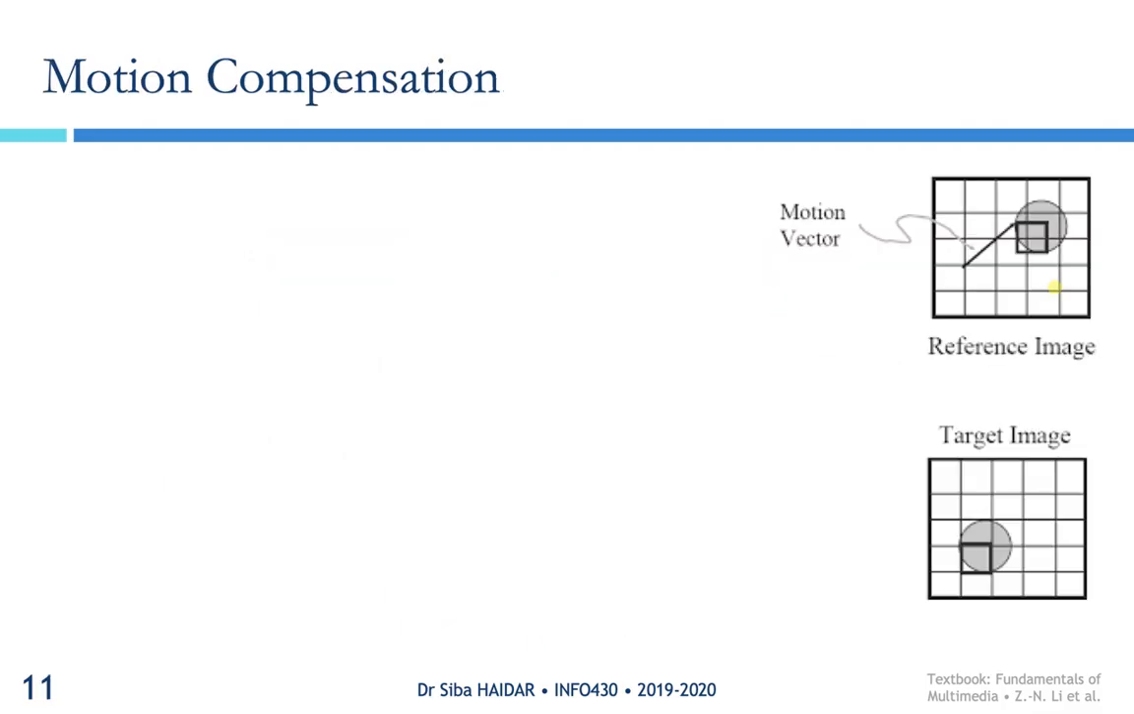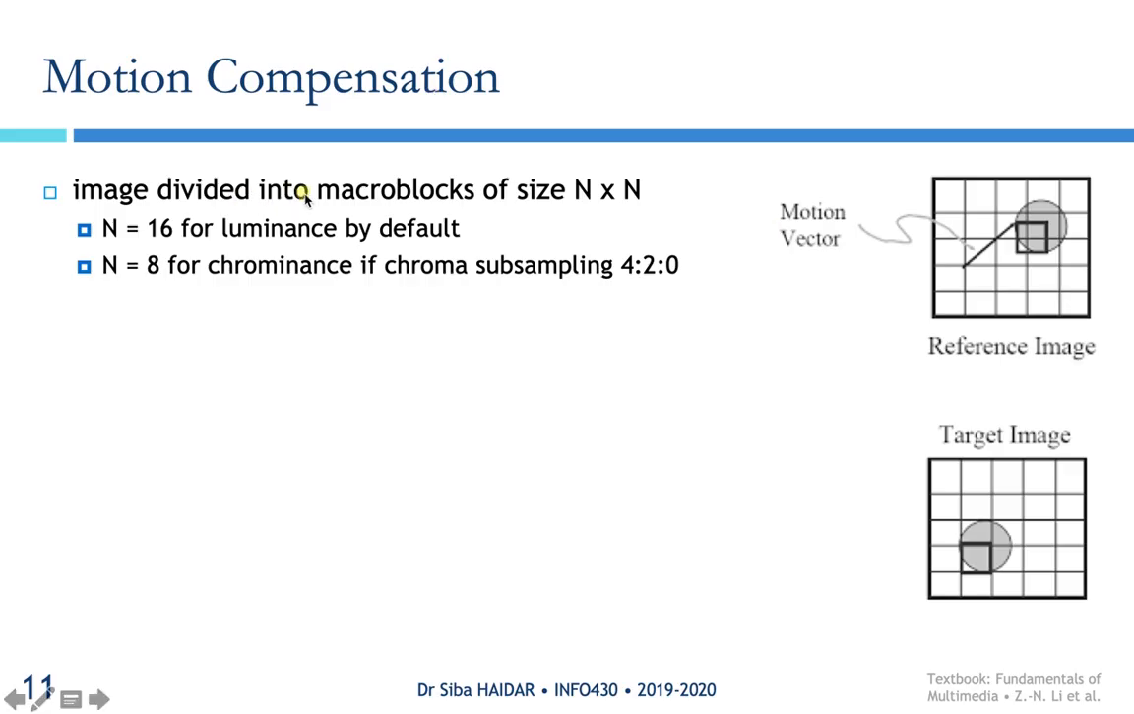How does the motion compensation work? The image will be divided into macro blocks. We will not be working on the whole image, because it is not like the simple example we just saw. It does not consist of only one ball that has moved, which we cannot predict alone. So we will divide the image into macro blocks, MB, capital M, capital B, of size n times n. This n is a variable, but usually we take n equals 16 pixels for luminance by default and 8 pixels for chrominance.